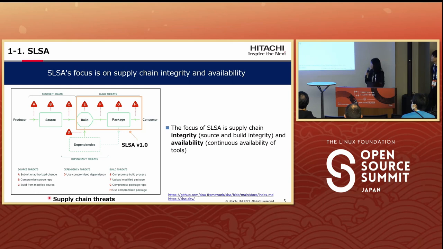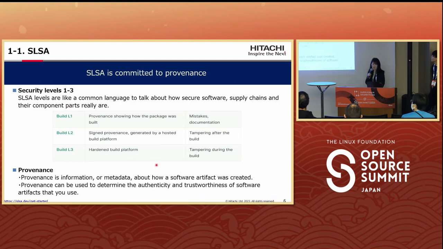This is a supply chain threat model. SLSA version 1 mainly supports the area of build threats. And the focus of SLSA is supply chain integrity and availability. And SLSA has three security levels: build level 1 to level 3. As you see in this table, provenance is very important for SLSA.